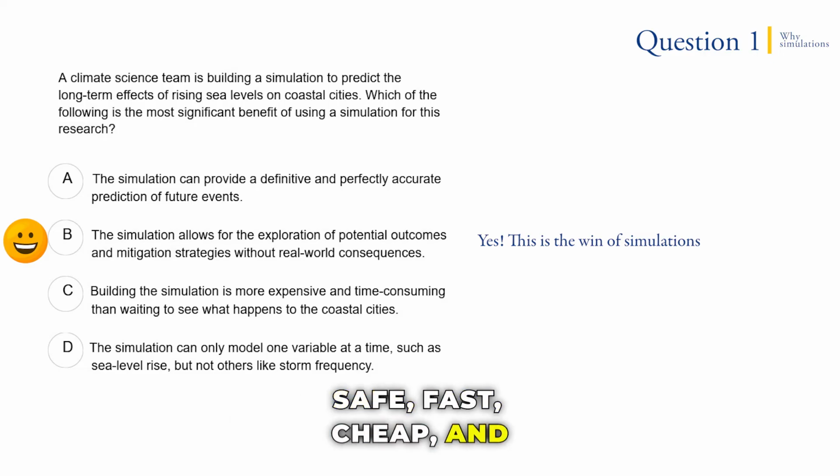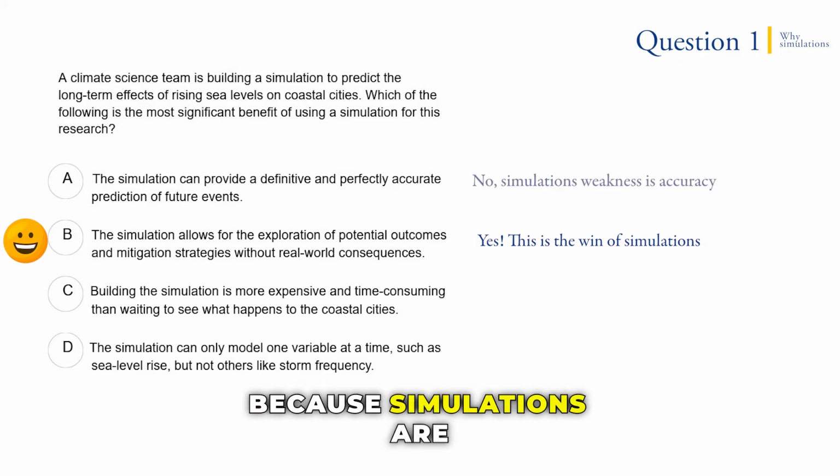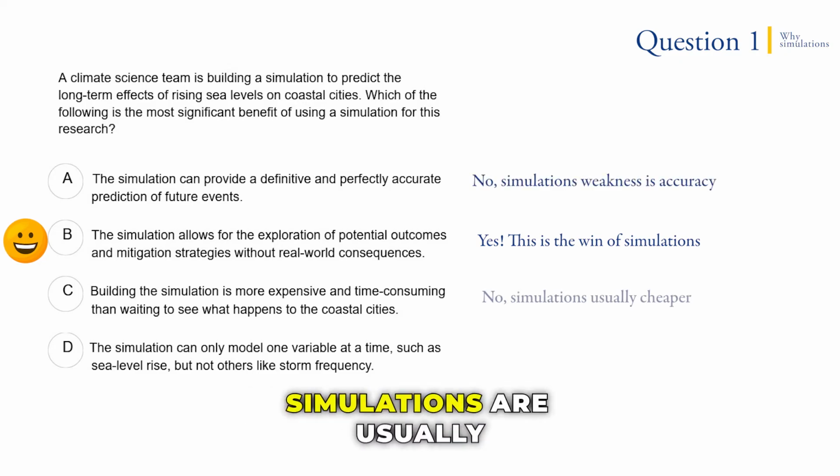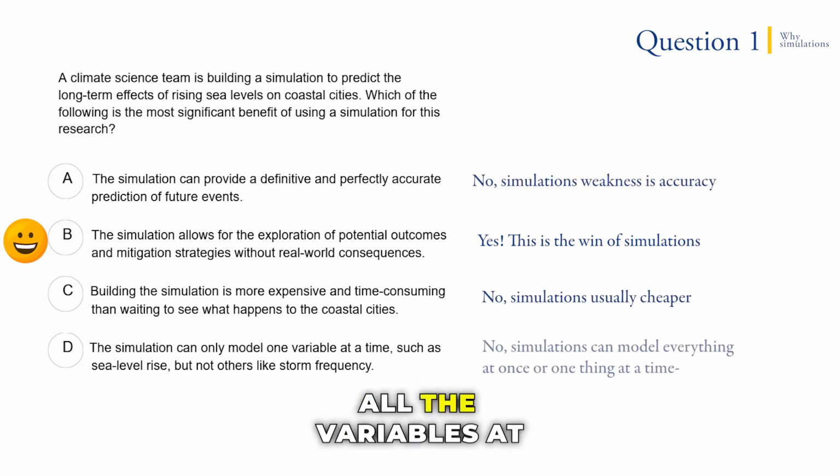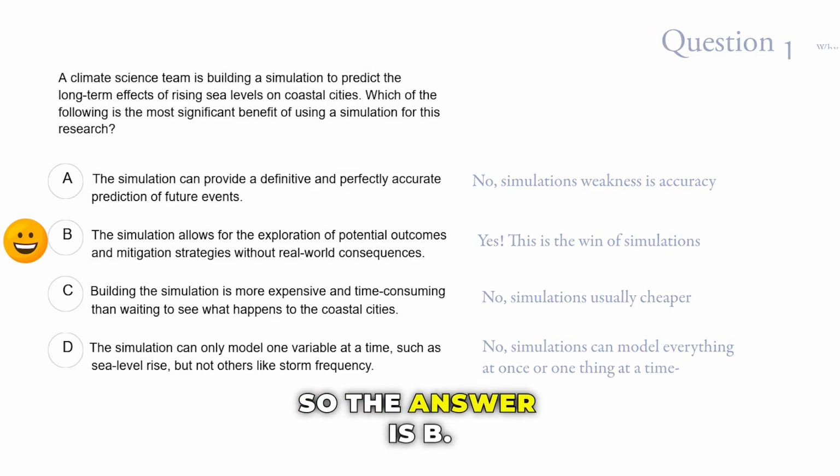Safe, fast, cheap, and understanding. A is wrong because simulations are not always correct. C is wrong. Simulations are usually cheaper. We could model all the variables at once if we wanted to. So the answer is B.